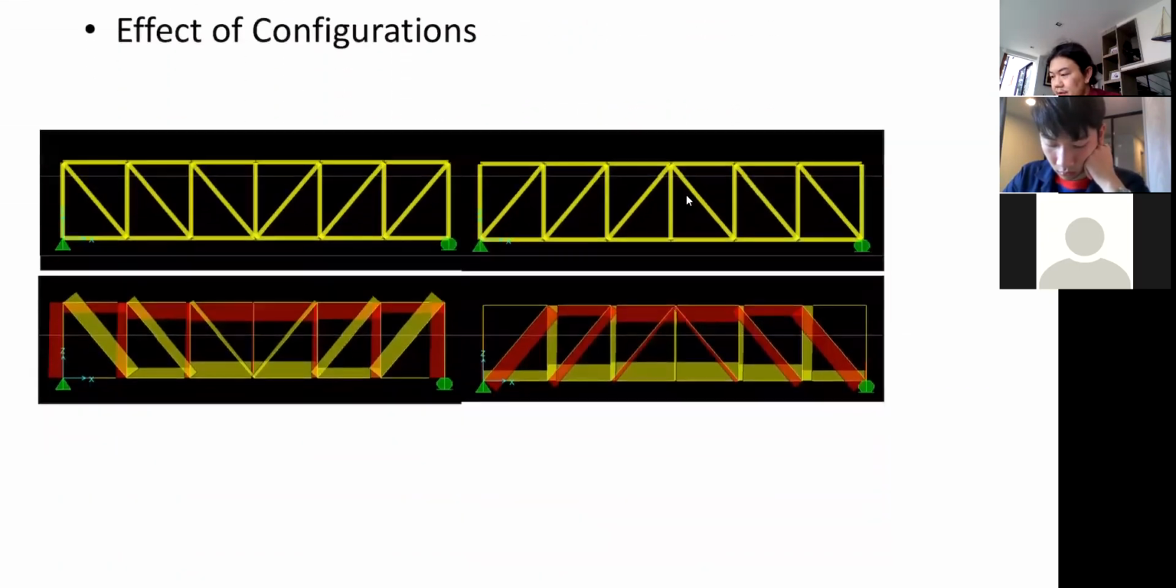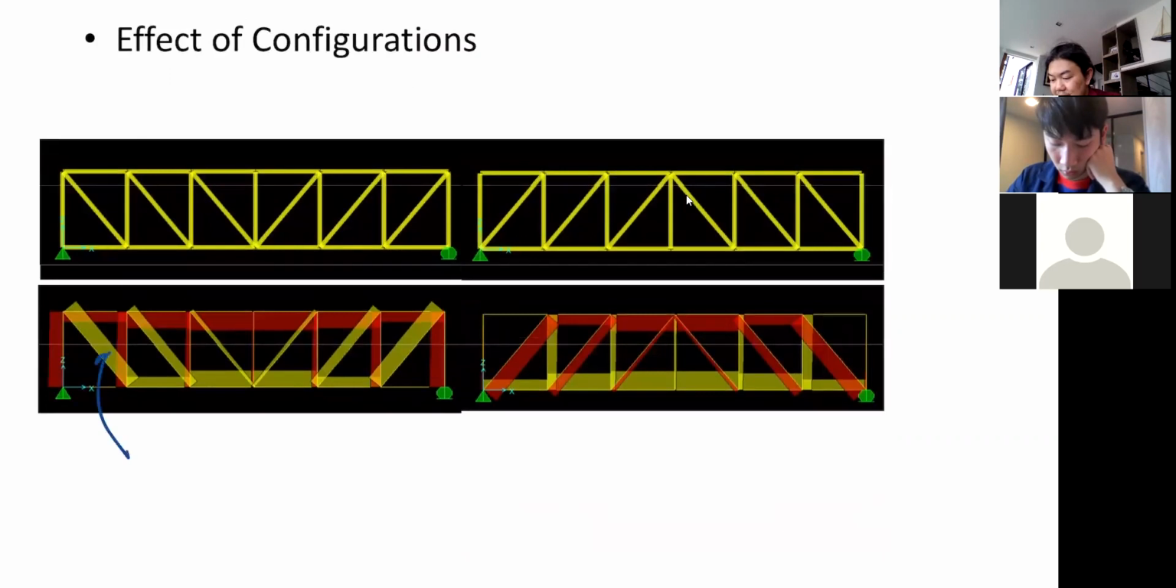Okay. Now, if I change the configuration from this on the left, where we know the diagonal web is under tension, and I swap the configuration of the diagonal web into this, the one on the right, you now notice that the diagonal web is under compression instead. If you don't believe me, you can just go home and revisit your truss analysis from your good old days, right?